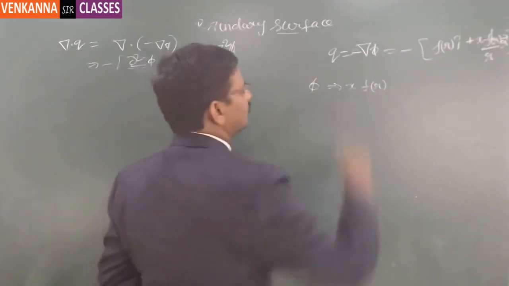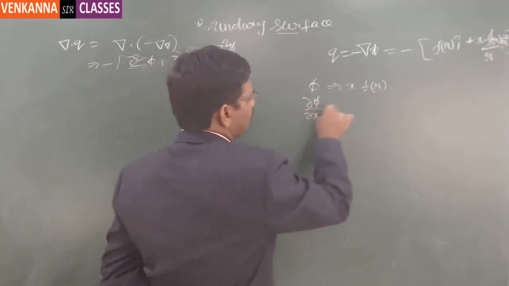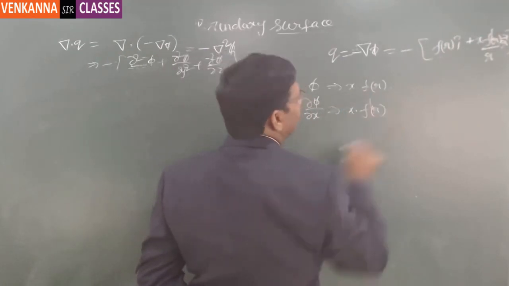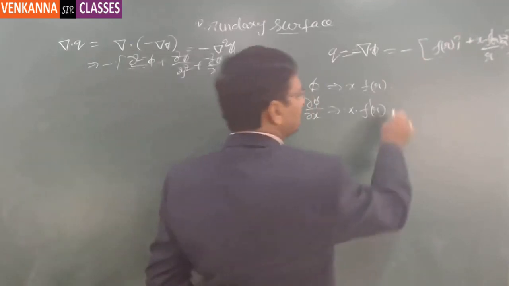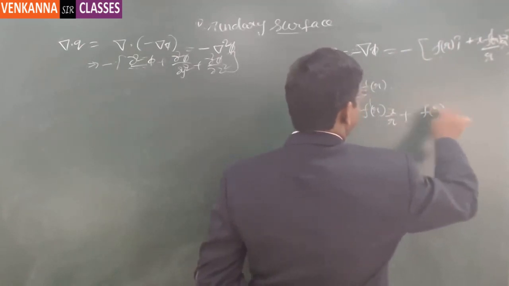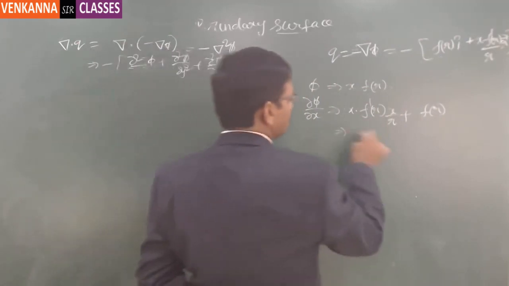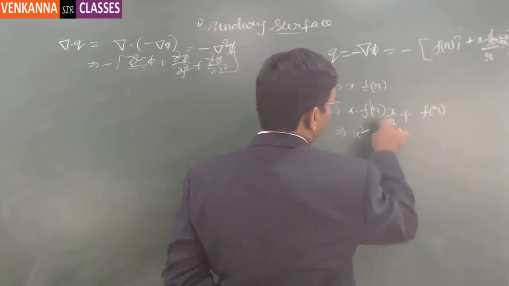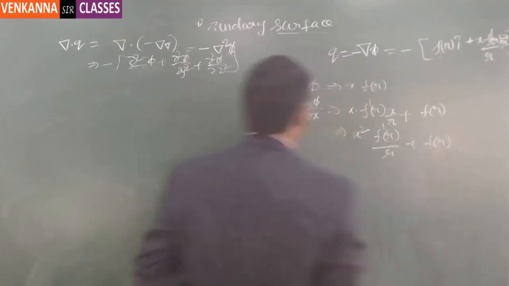See this, phi is equal to x into f of r. Now, ∂phi/∂x. If you apply the UV formula, x into f dash of r into the derivative of r with respect to x. ∂r/∂x is nothing but x by r, plus f of r into ∂x/∂x, which is anyway equal to 1. So this is x square into f dash of r divided by r, plus f of r. So this is ∂phi/∂x.